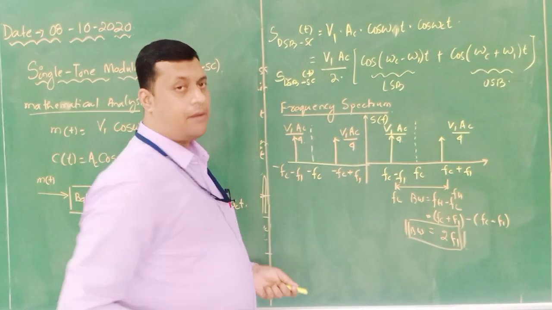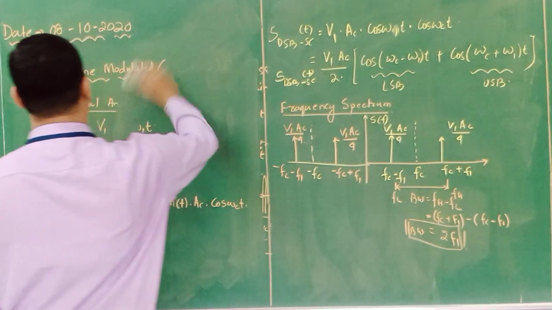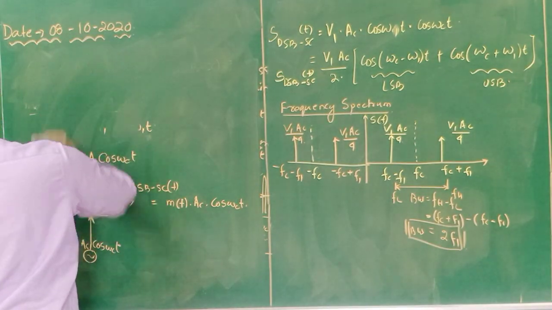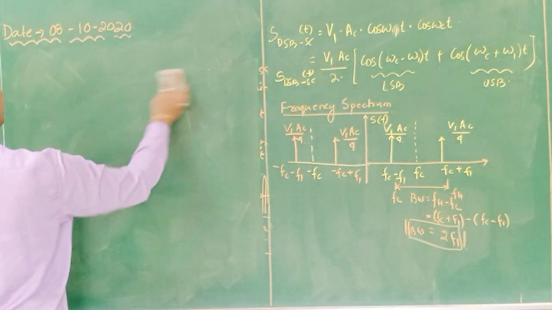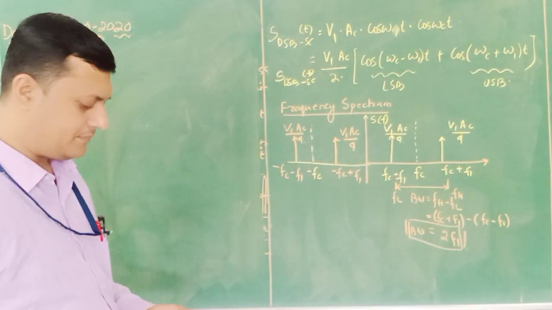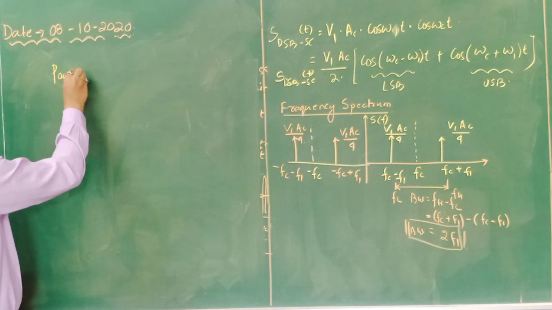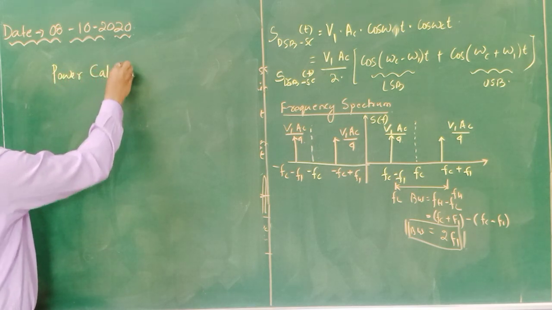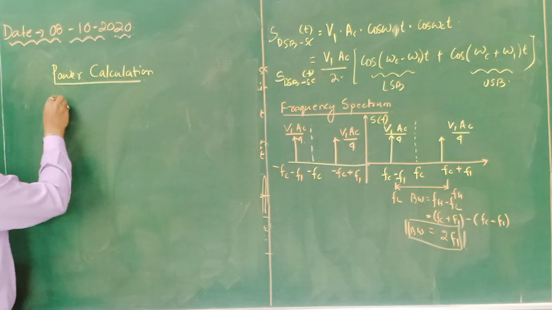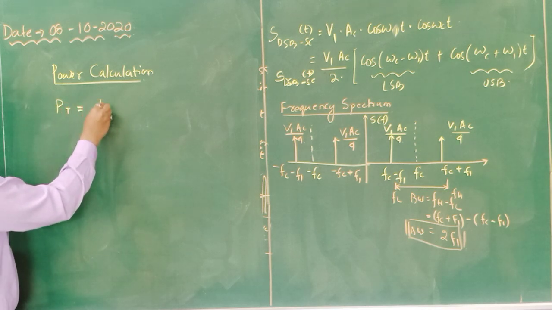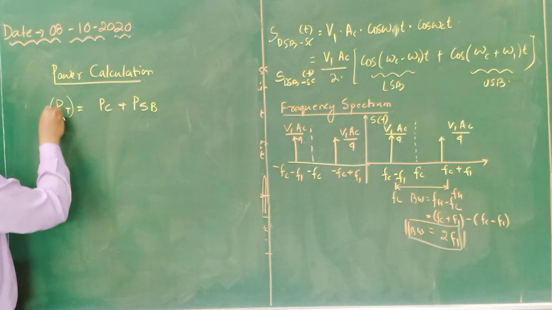Now we have to calculate the power for this, and then we will calculate the efficiency. Individually we have to calculate, so step by step we will see. First the power calculation, then we will calculate the efficiency. So in power calculation, total transmitted power is equal to carrier power plus sideband power. This is for AM.